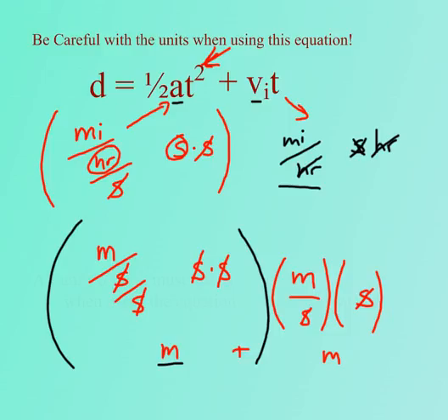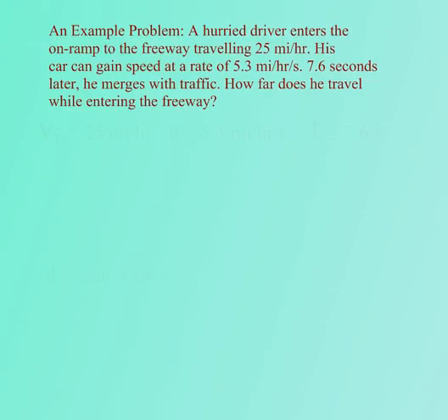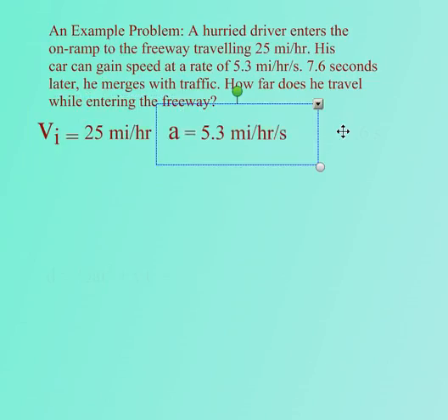All right, let's take a look then at what you do in that situation. So here's an example problem. A hurried driver enters the on-ramp to the freeway traveling 25 miles per hour. His car can gain speed at a rate of 5.3 miles per hour per second. 7.6 seconds later, he merges with traffic. How far does he travel while entering the freeway? We'd likely identify the givens as VI is 25 miles an hour, A is 5.3 miles per hour per second, and the time is 7.6 seconds.